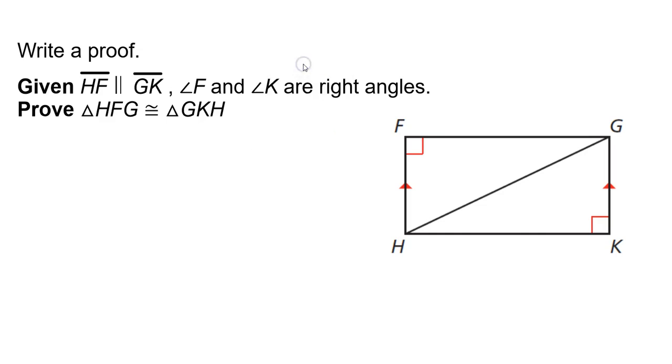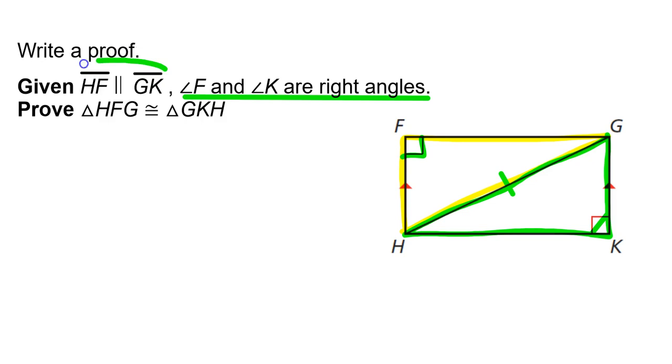So let's highlight that. HFG is congruent to triangle GKH. Now we know when we overlap those lines, we know that we can use that side is congruent to itself. So that automatically gives us a side. And we know F and K are right angles. And what do we know about all right angles? Well, we know all right angles are congruent. So we've got an angle and a side already right there, right off the bat.